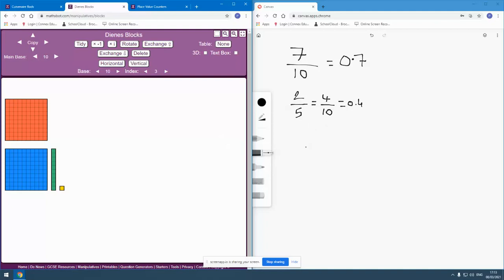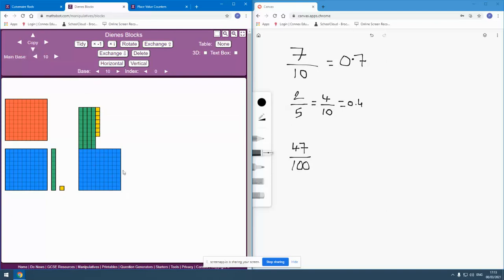And I can go into slightly more complicated fractions, perhaps using my Dienes blocks rather than my Cuisenaire rods, and I could start to look at things like 47 hundredths as 47 over 100. There's 47 over 100.